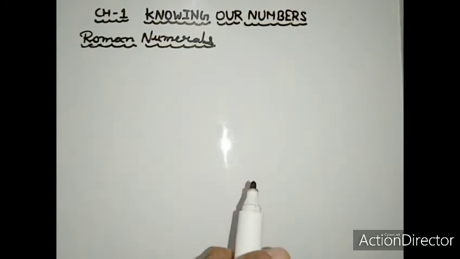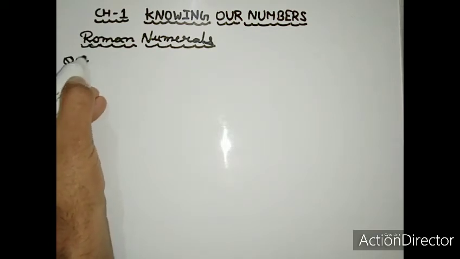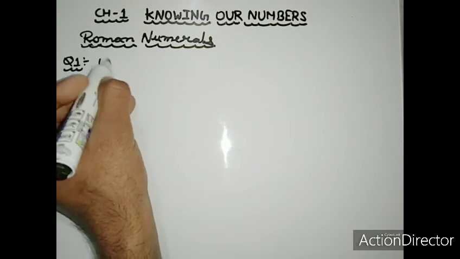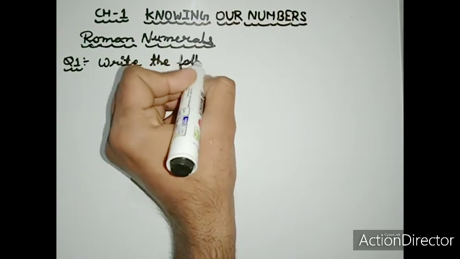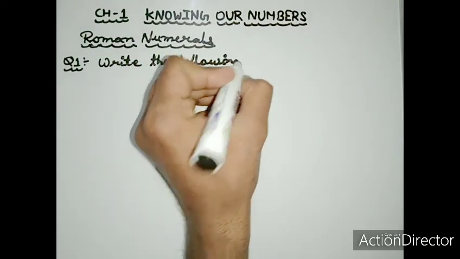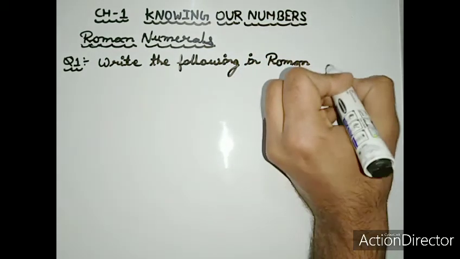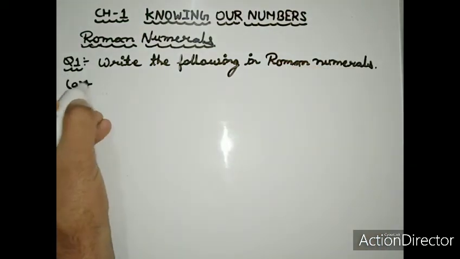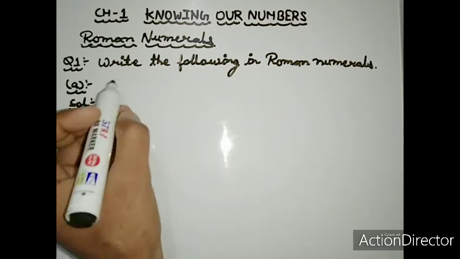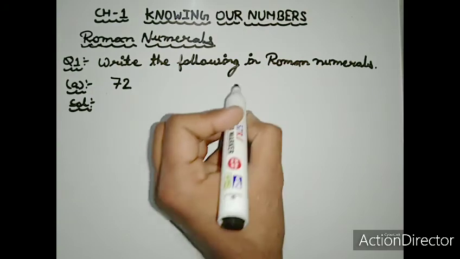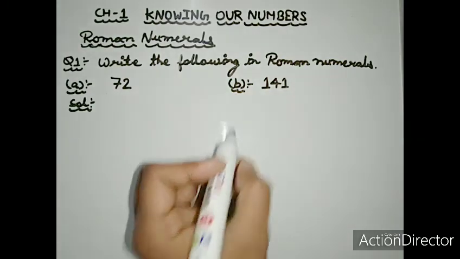Now here we solve questions related to writing the following in Roman numerals. Write the following in Roman numerals. Like here, the first number 72, 141.